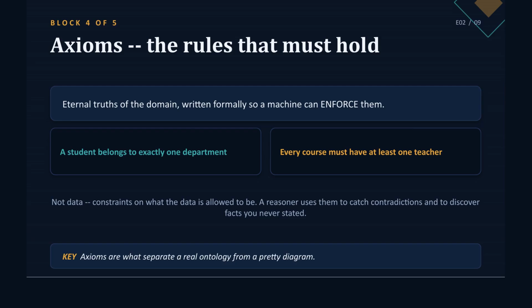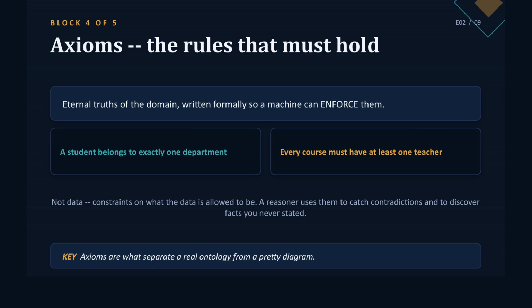Block 4, Axioms. And this is the block that truly separates a real ontology from a pretty diagram. Axioms are the eternal truths of the domain, the rules that must always hold, written down formally so that a machine can actually enforce them. In our university, one axiom might say that a student belongs to exactly one department. Another might say that every single course must have at least one teacher. These are not data. They are hard constraints on what the data is even allowed to be.